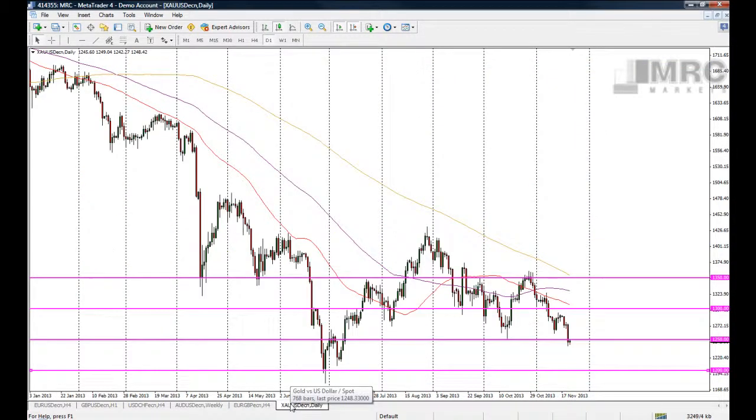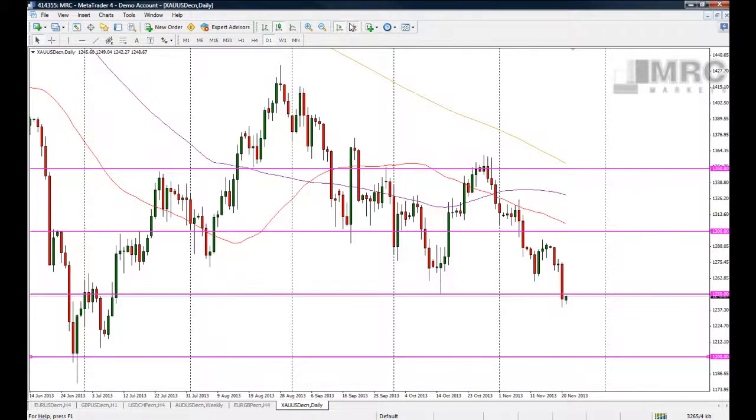Okay, that's the forex done. Let's have a look at gold. Gold is another disappointing chart really in terms of the price action. It's just sort of grinding lower really.